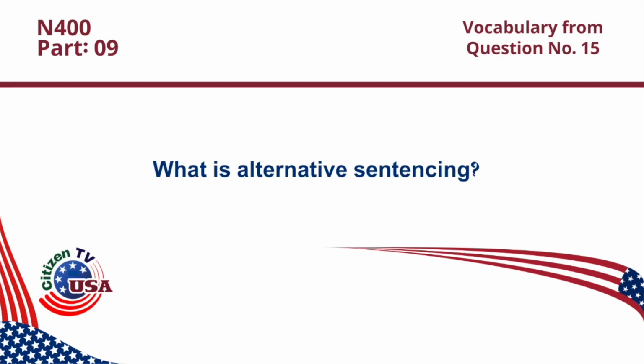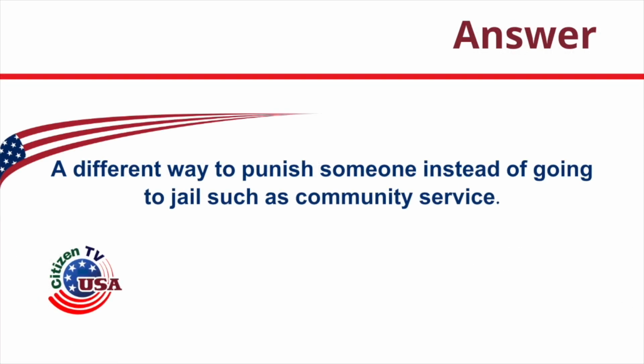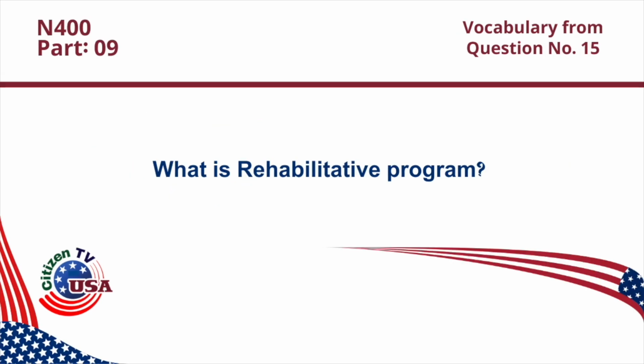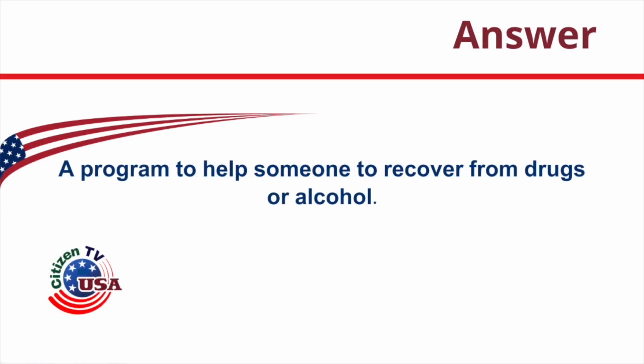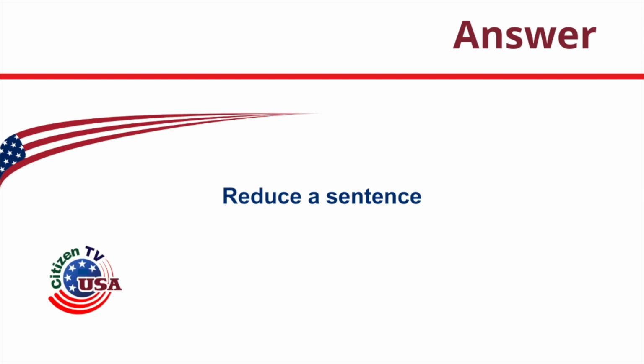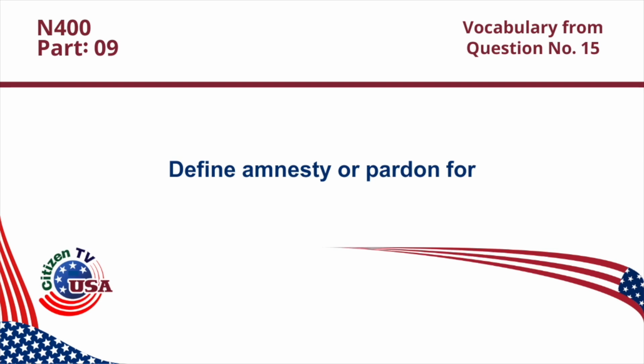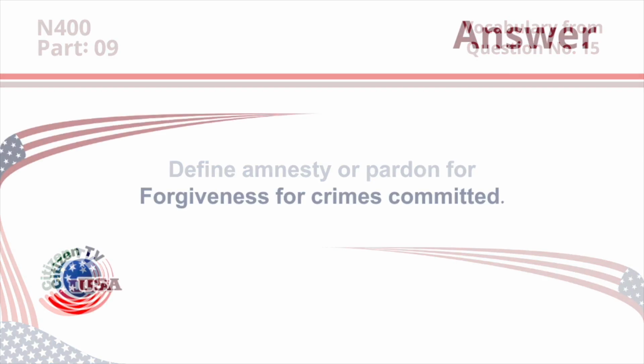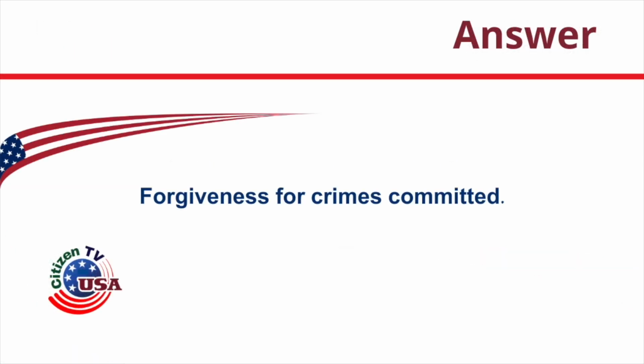What is alternative sentencing? A different way to punish someone instead of going to jail, such as community service. What is rehabilitative program? A program to help someone to recover from drugs or alcohol. What is clemency? Reduce a sentence. Define amnesty or pardon for. Forgiveness for crimes committed.